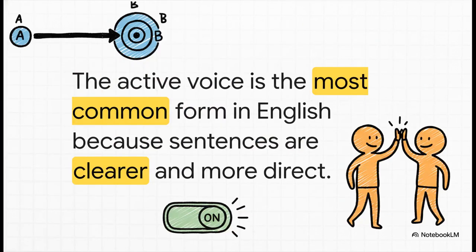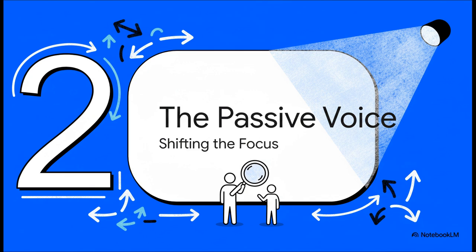And you know, that clarity? That's precisely why the active voice is kind of the default setting for most English speakers. It's just the most direct way to say something. So here's the bottom line. If you want to be clear and you want to be understood quickly, the active voice is absolutely your best friend.